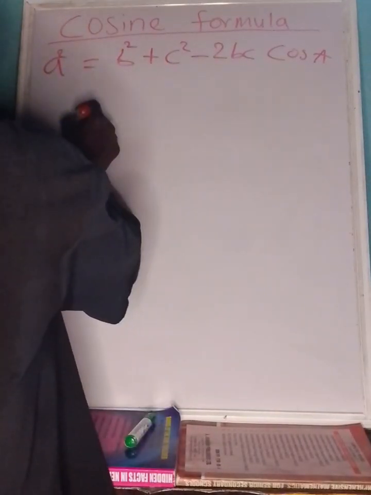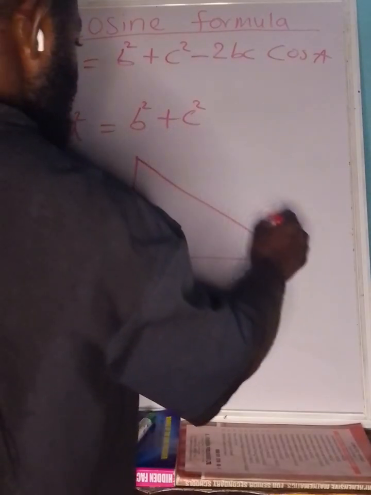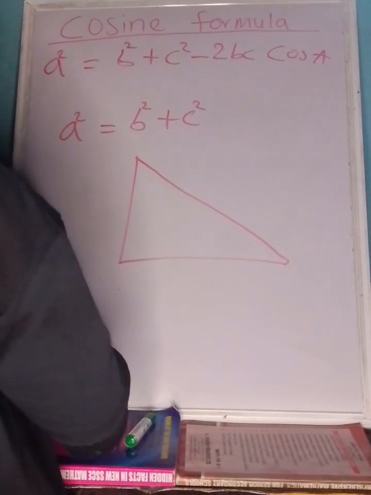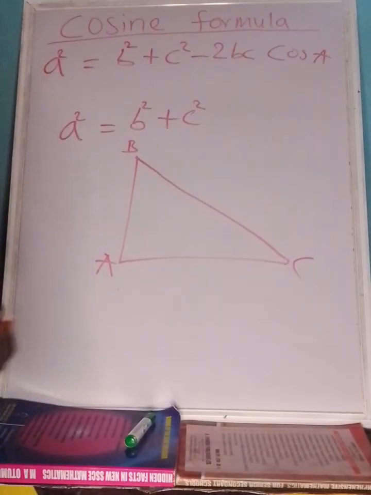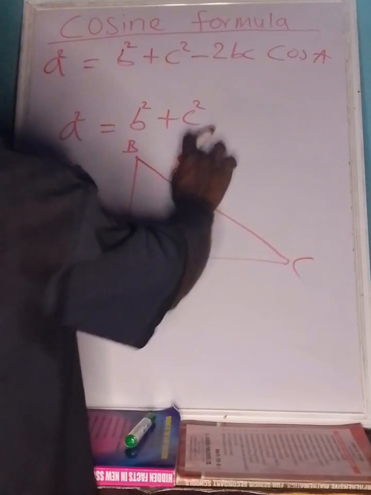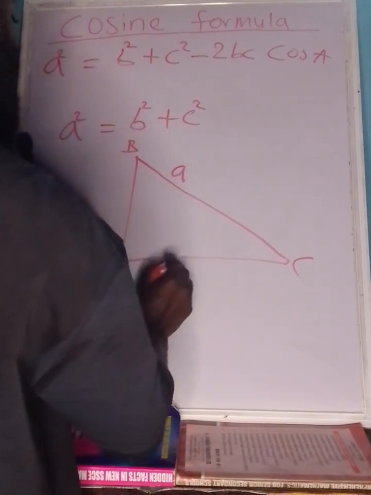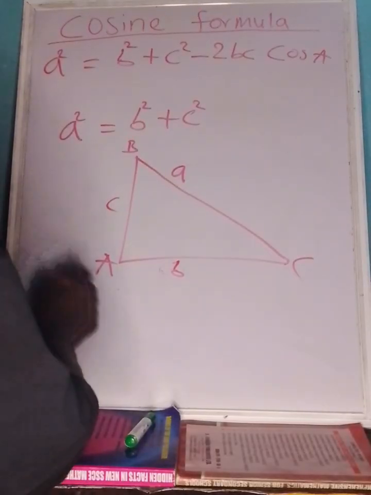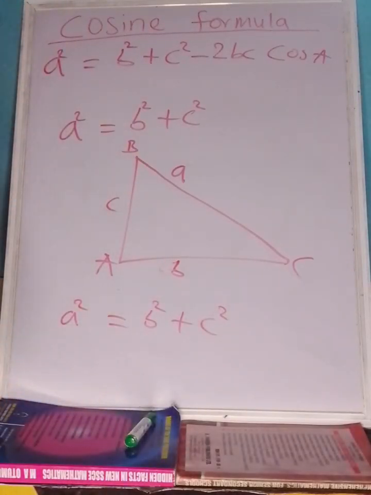Look at Pythagoras theorem. Pythagoras theorem is a squared equals b squared plus c squared, which is from a right angled triangle like this. A right angled triangle where you have your A here, for example, you have your B here and you have your C here. You understand? They are telling you that the square of side A is equal to the sum of the squares of side B and side C. That is what they are telling you. A squared is equal to b squared plus c squared. That is the length of the hypotenuse side.